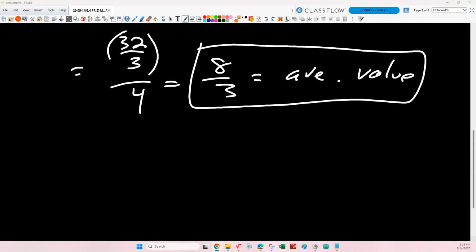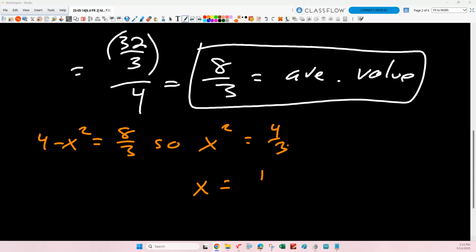So for part B, we just say 4 minus x squared equals 8/3. So what's that give us? So if I push x squared over to this side and subtract 8/3, what do we get? What's 4 minus 8/3? 4/3. So what's x equal to? Plus or minus? Yeah, what's the square root of 4 is? 2 over the square root of 3. And so if I rationalize that, what do I get? Now we don't have to, but what if we did? 2 square root of 3 over 3.